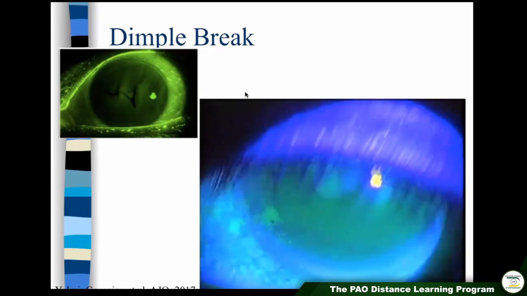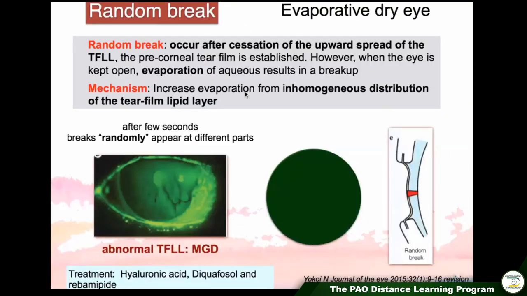The last is your random break. Random break is usually normal. So if the tear film breaks after 5 seconds, most probably it's a random break, because this is a normal finding. A tear film doesn't last forever. As long as you keep the eye open 5, 10 seconds, 15, some patients after 20 seconds, it will break. It will not stay there forever.